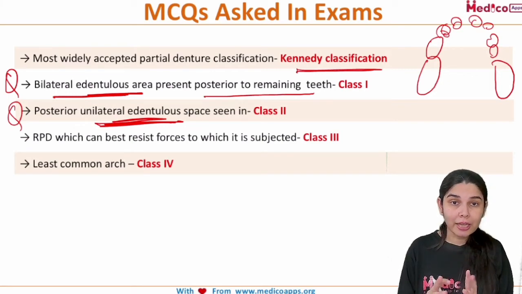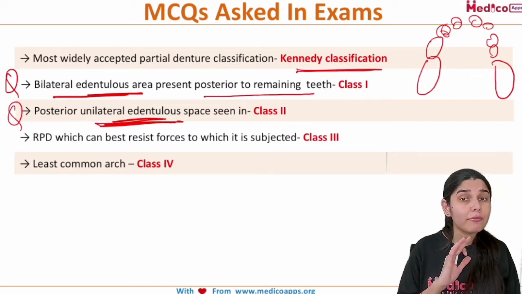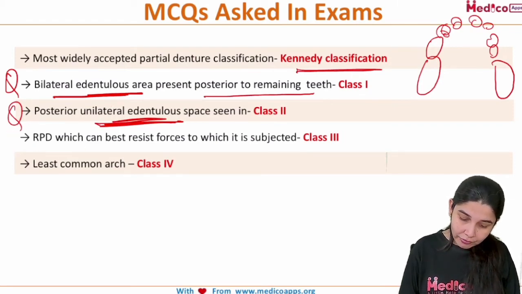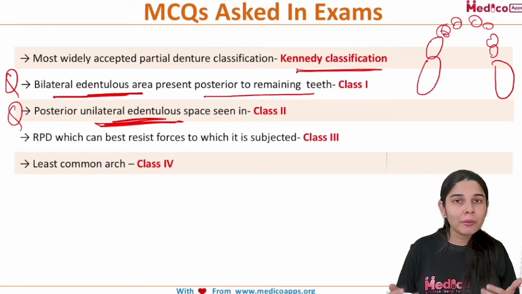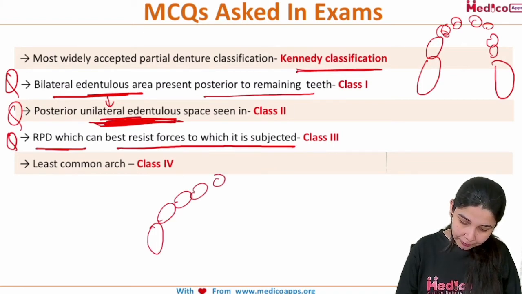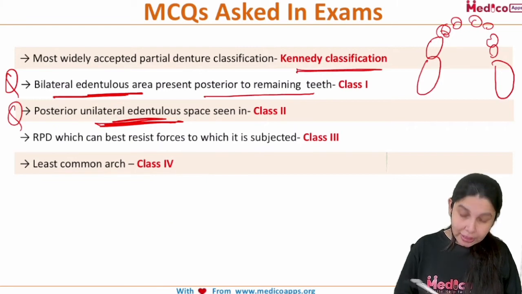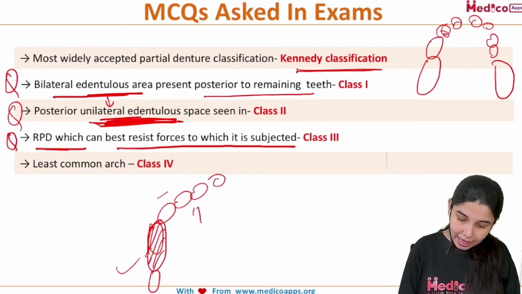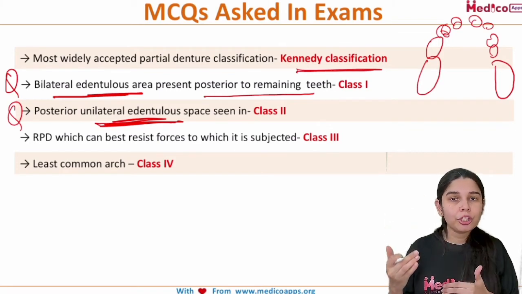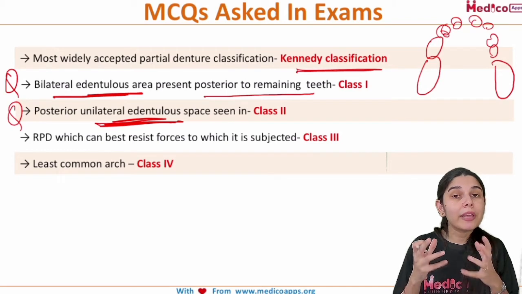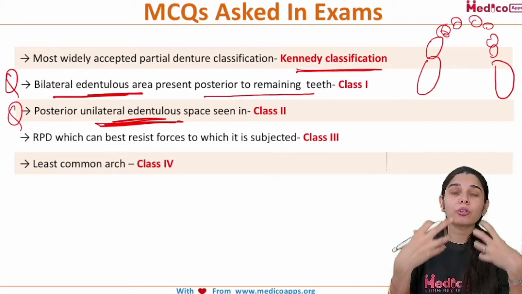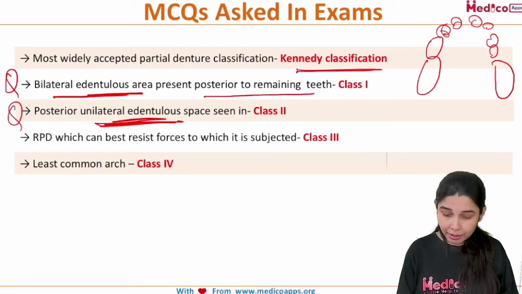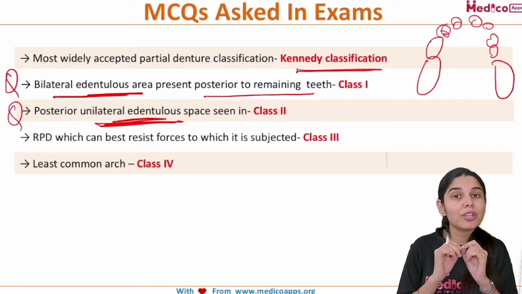Coming to the third class, another question on class 3, which I have told you is a very important class of Kennedy's classification. Here it says: the removable partial denture which can best resist the forces to which it is subjected. What do you mean by that? If this is the edentulous space, this is class 3, with anterior and posterior abutment teeth. Definitely, with more natural teeth present anterior and posterior to it, the removable partial denture will be able to resist more forces. Why? Because half or more than half of the forces will be carried by the natural teeth, and that is why the answer is class 3, because it is one of the best classes which can resist forces.